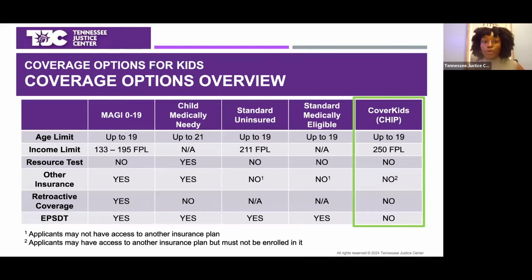All right, and to review, CoverKids is Tennessee's CHIP program. It's for kids at or below 250% of poverty. There's no resource test. They cannot be on other insurance; however, they can have access to the insurance. There's no retroactive coverage, and this is not covered by EPSDT.